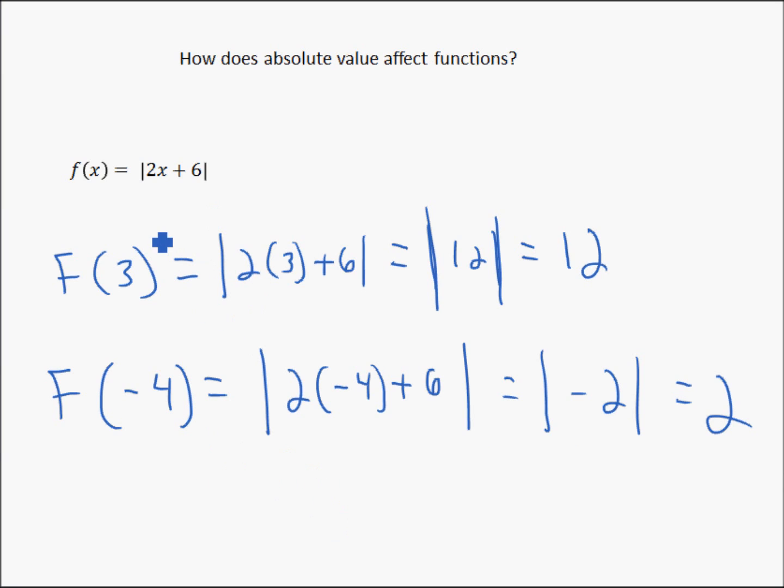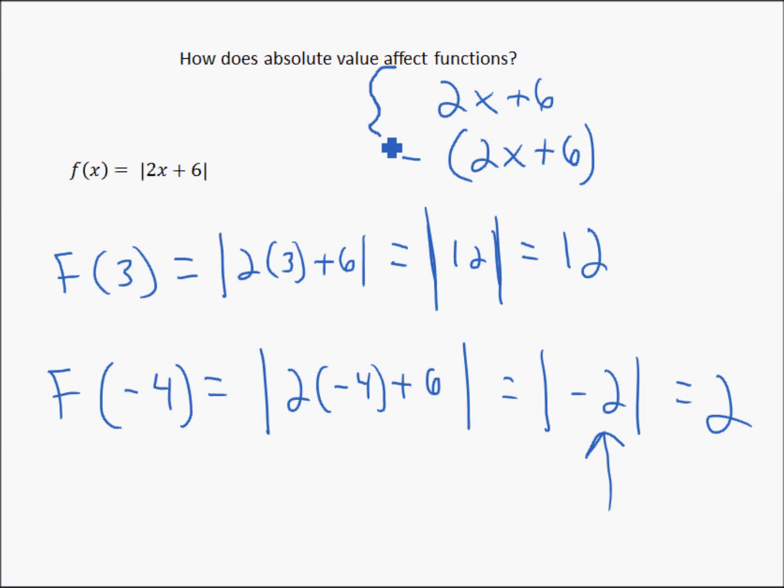Now I'm going to say that again. At negative 4, 2x plus 6 equals negative 2. That's where we got this number from. So 2x plus 6 is negative 2 when x is negative 4. But f of x equals positive 2 because the absolute value changed the sign. So f of x either equals 2x plus 6 or it equals the opposite of 2x plus 6. This is the idea you want to get in your head here. When you see absolute value, all it ever does is either leave what's inside alone, so you would get 2x plus 6, or change the sign.